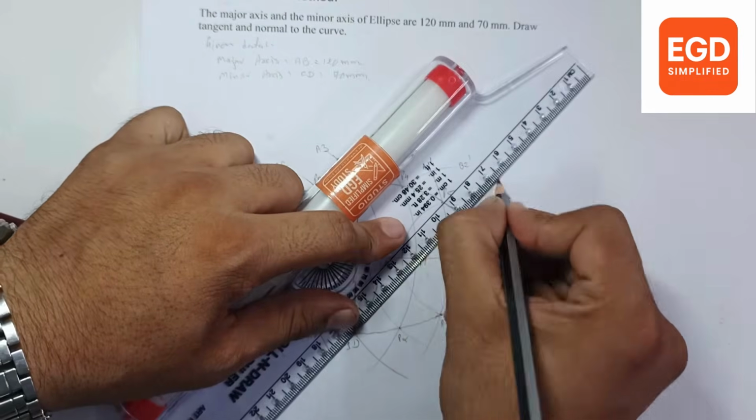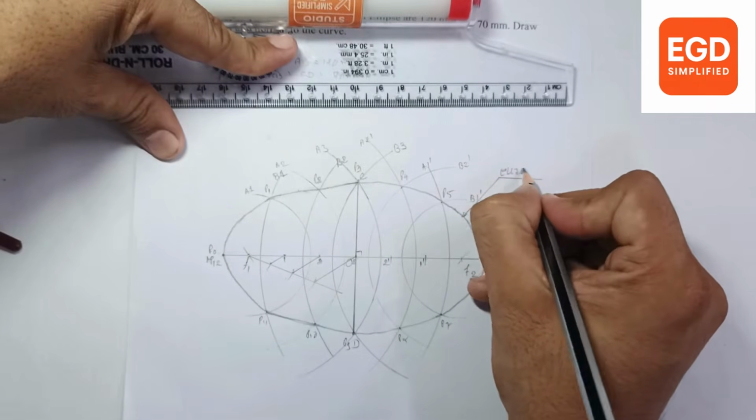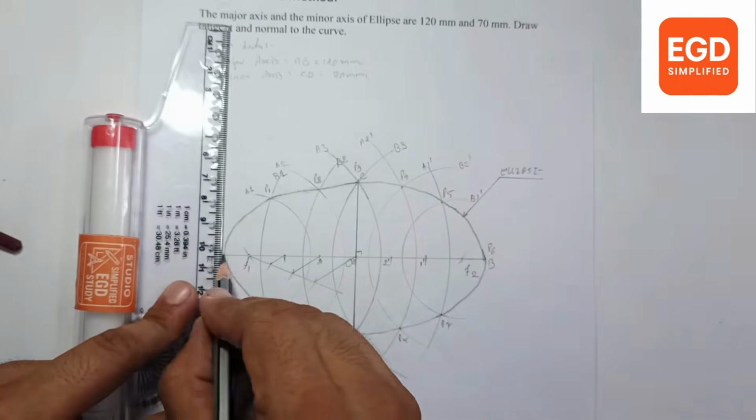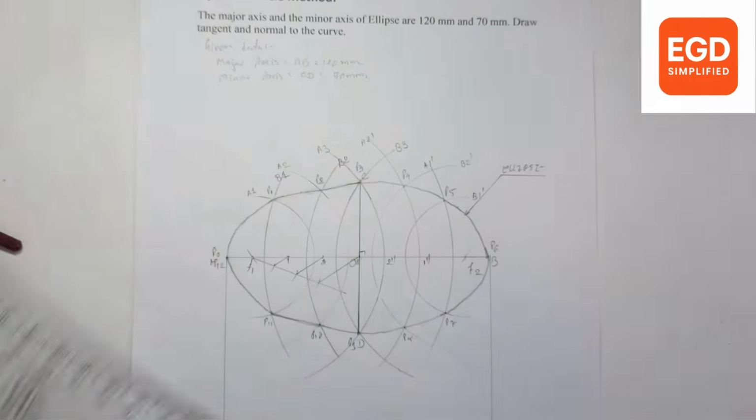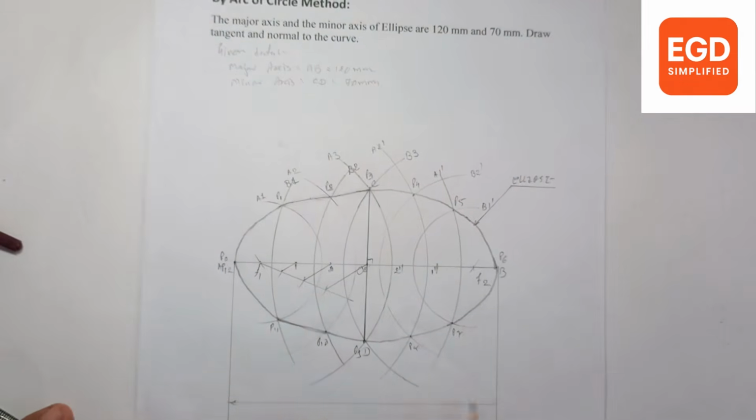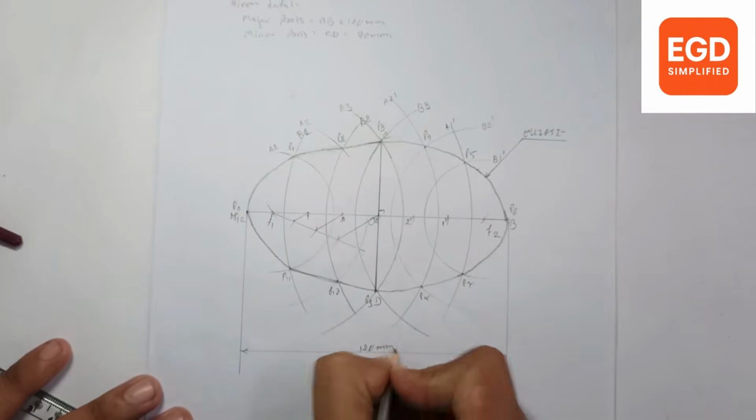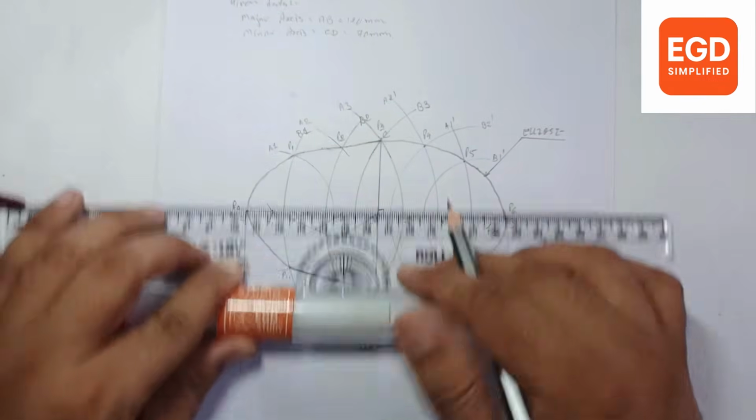Give the name. Give the dimensions. The major axis that we took is 120 mm, and the minor axis is 70 mm.